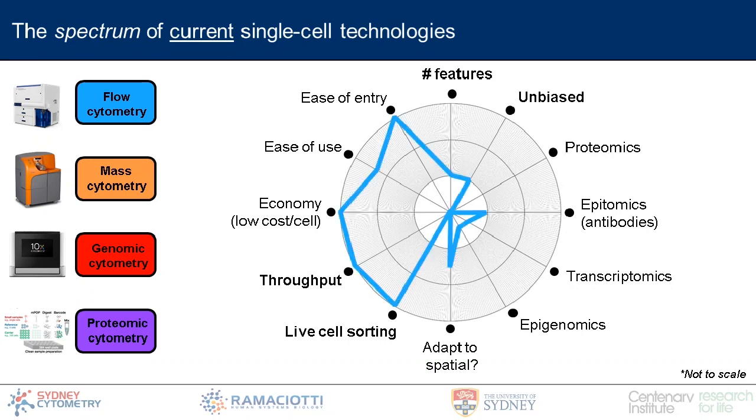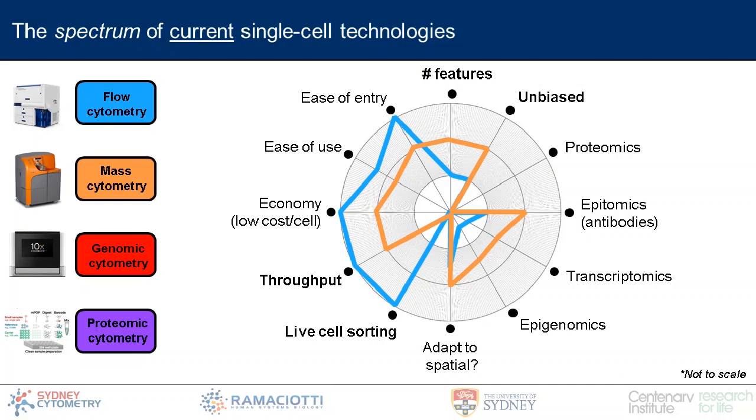Now, this is all not to scale at all, but flow cytometry has this kind of expansion on this side where we get a high throughput ability to sort. It's a very economic technology and quite easy entry. But obviously, there's less on this side where we're talking about unbiased approaches, the different kinds of measurements that can be made, and the number of features. So this is a very high throughput, very effective technology, but obviously is limited, in most cases, to less than 30 features being measured in a single panel.